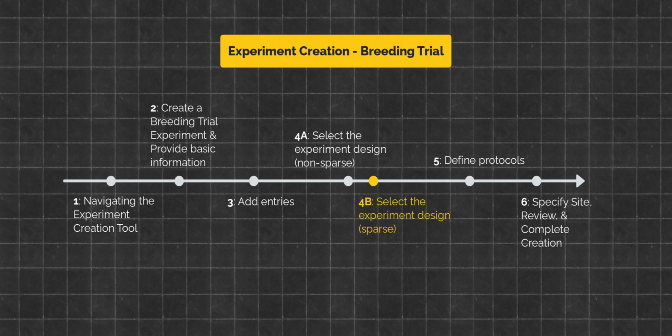You're now on video 4B of the 6-part series on creating breeding trial experiments. This one explores creating sparse designs. Feel free to watch these in order or skip to more relevant ones based on your needs.